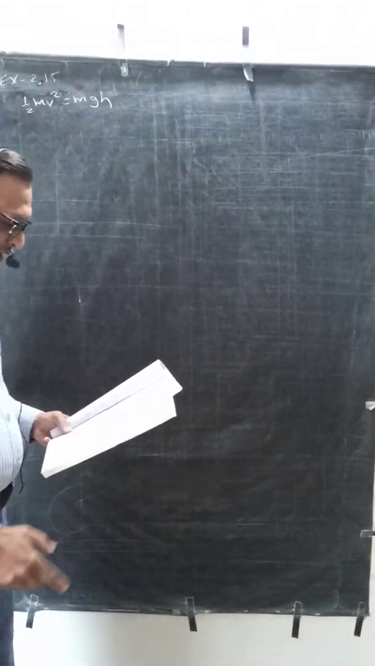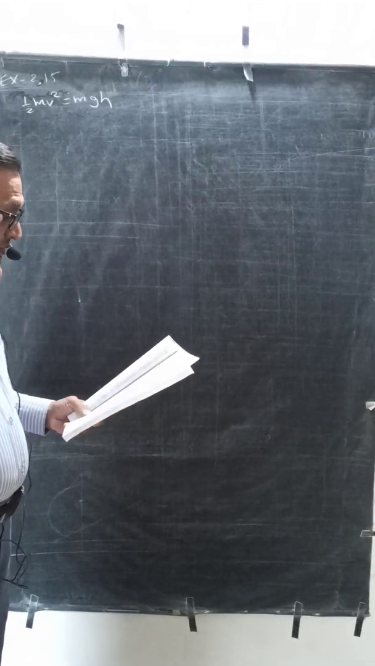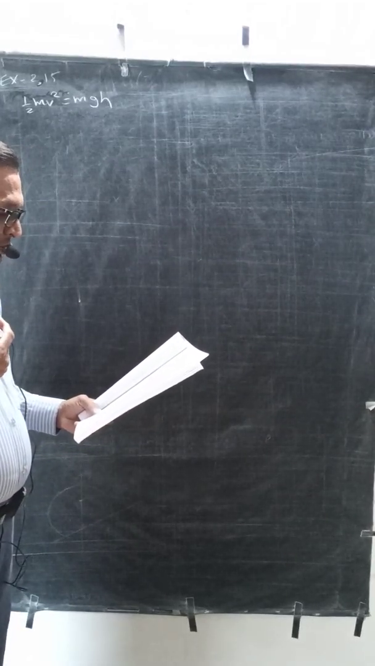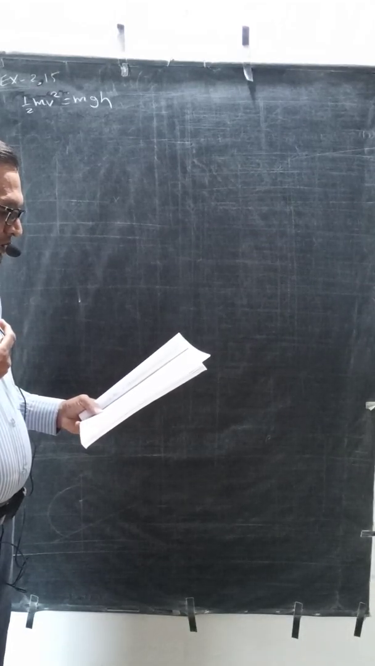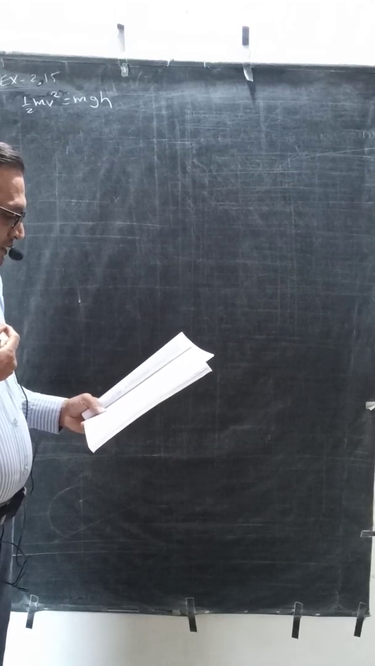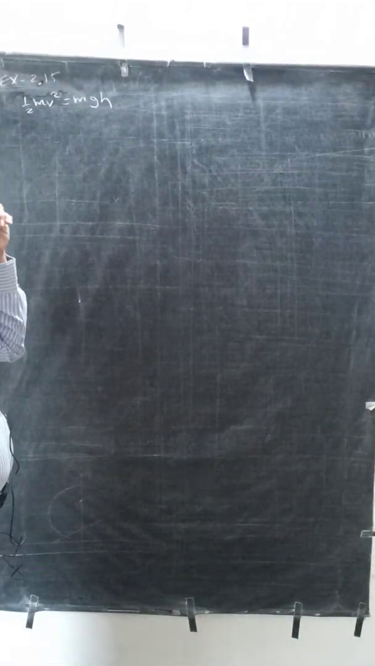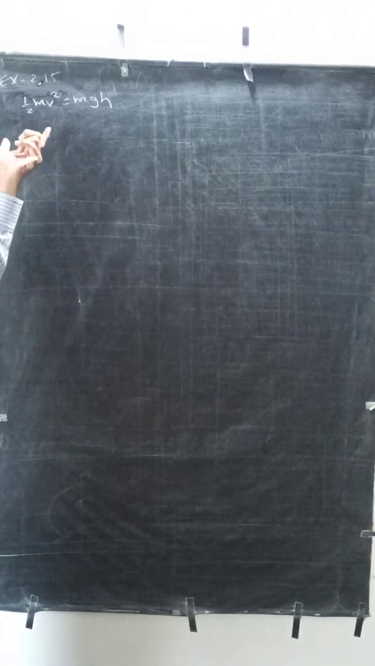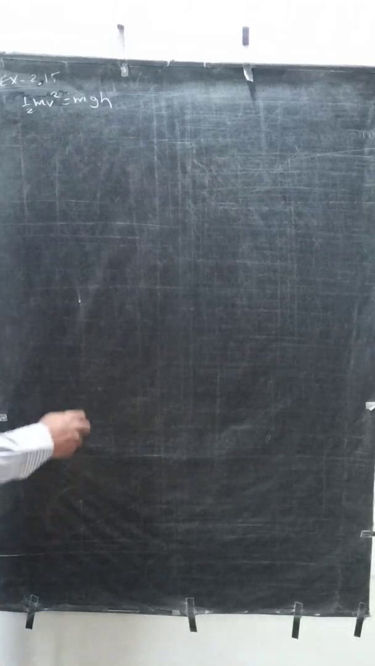Example 2.15. Let us consider an equation 1/2 mv² = mgh, where m is the mass of the body, v its velocity, g is acceleration due to gravity, and h is height. Check whether the equation is dimensionally correct or not. In this method, you have to check the dimension of the left hand side, then the right hand side, and compare them.